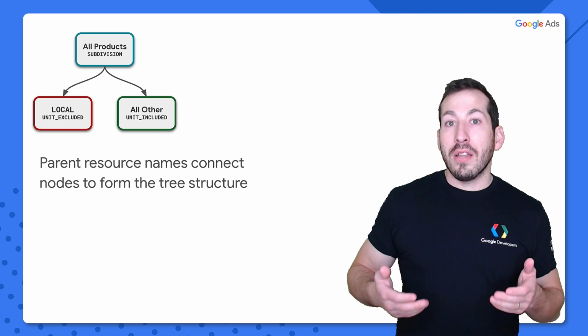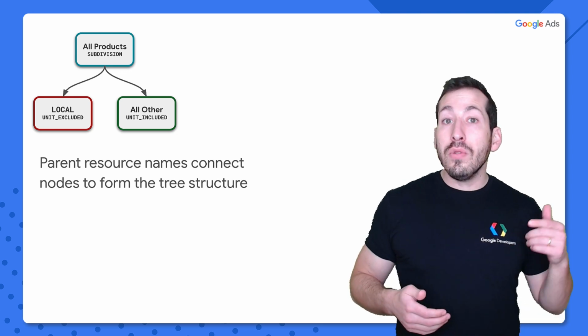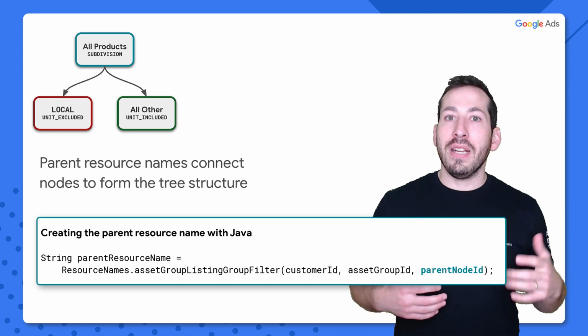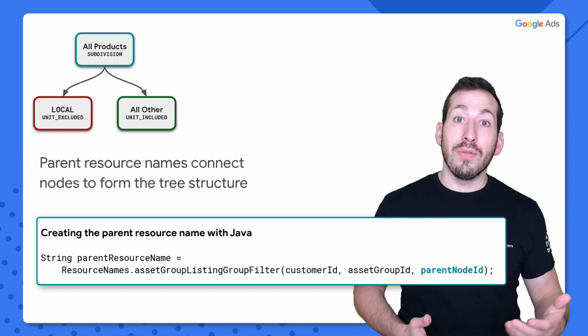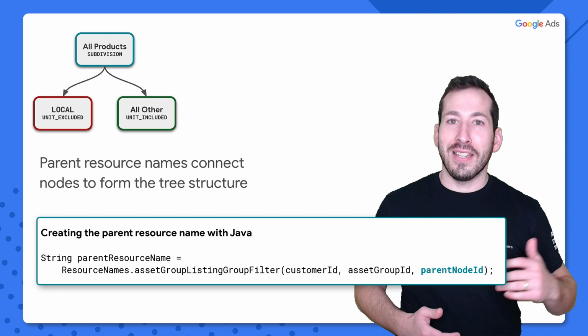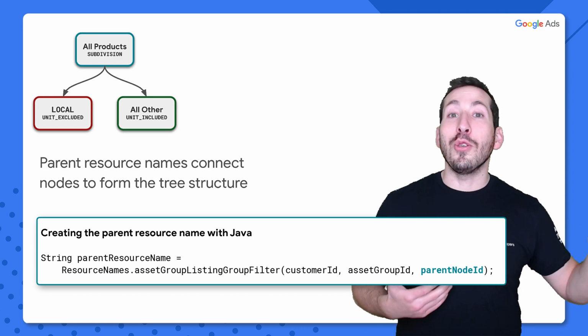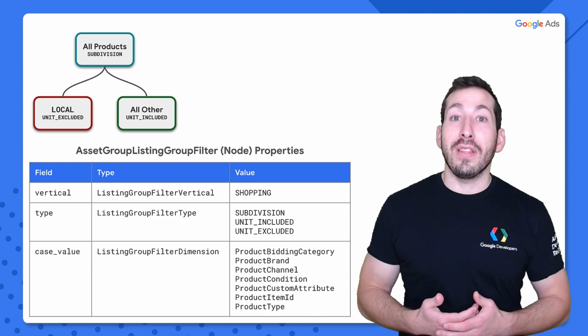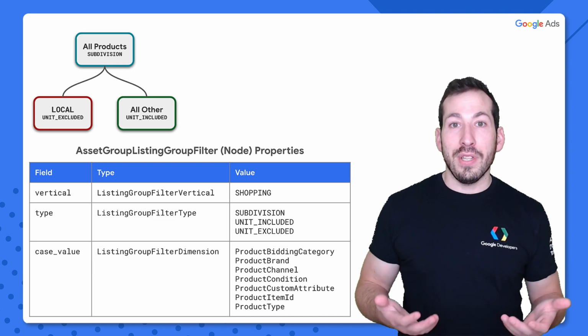Now, what we'll do in subsequent nodes is use that temporary ID from the parent in the parent resource name to effectively create the tree structure that you see here. And again, you can see the arrows indicate how we'll use the temporary IDs. Now, finally, there are a few other properties that I want to discuss about asset group listing group filters, or our nodes.